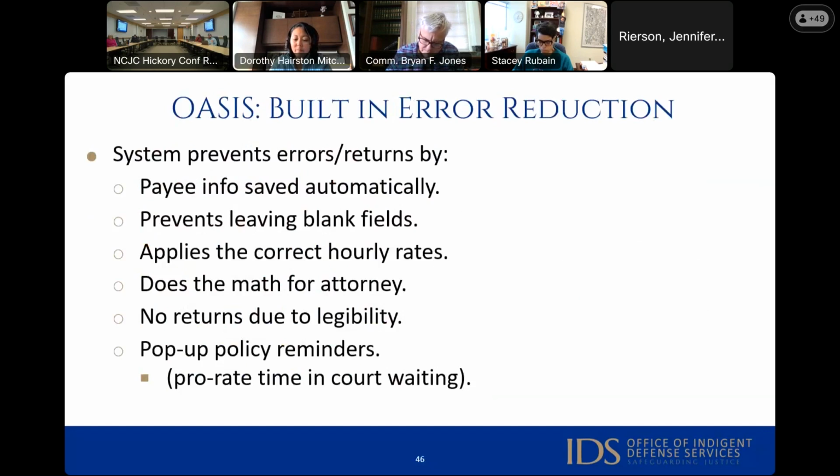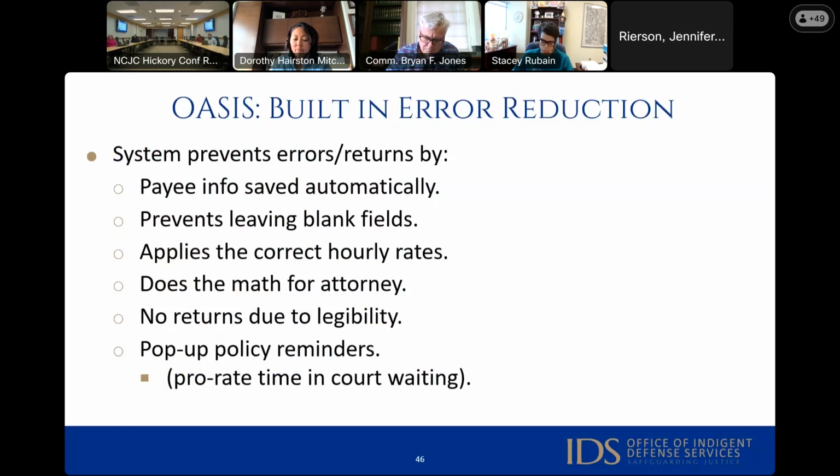Such as reminders that if you are in court waiting for 4 hours and you are working 4 appointed cases that day, you need to bill 1 hour waiting for each of those 4 cases, not 4 hours waiting for each case, which would be 16 hours.